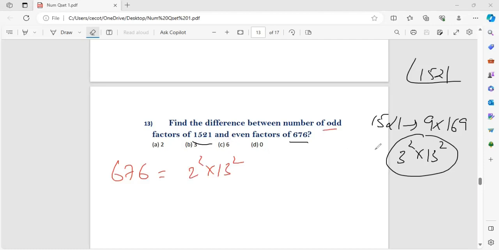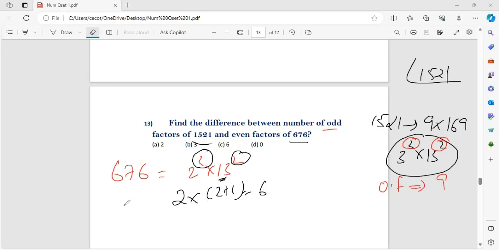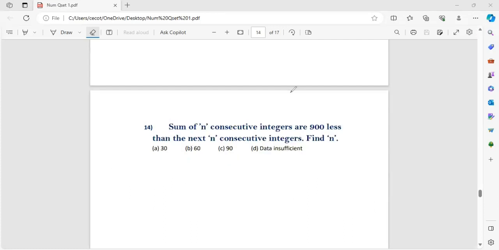Now, odd factors of 1521. If you observe the number 1521, it will have only odd factors, which means the number of factors will be equal to the number of odd factors. So, the number of factors will be 3 into 3, 9. So, the number of odd factors is 9 for this number. Now, for 676, you are asked to find the number of even factors, right? So, what is to be done? Take the even number's power as such, into the number of odd factors, that is 2 plus 1. Since 13 is an odd number, it is power plus 1. That's the shortcut formula to find the number of even factors. So 2 into 3 will give you 6. To find the difference between the number of odd factors and even factors, 9 minus 6, answer will be 3.